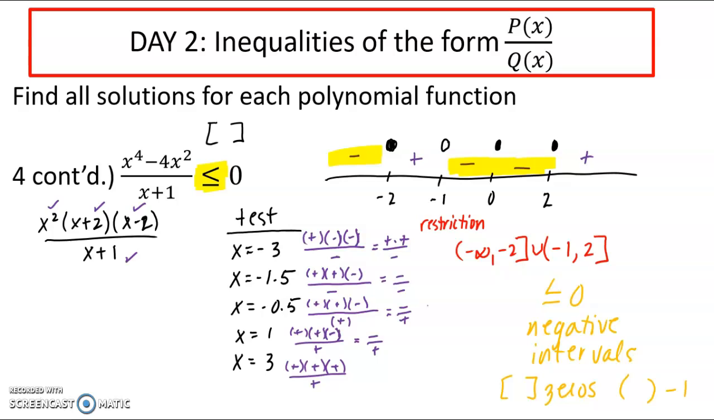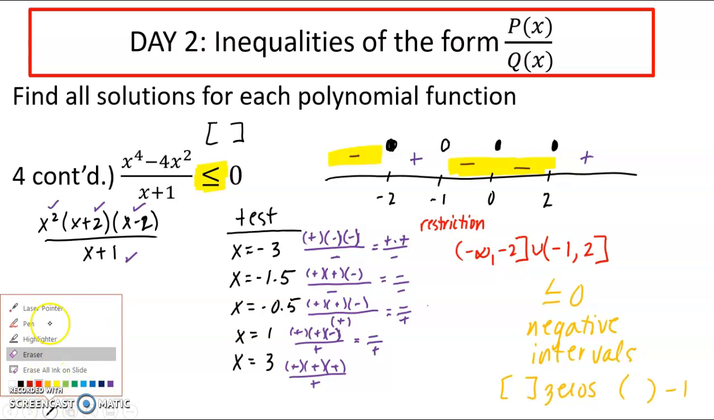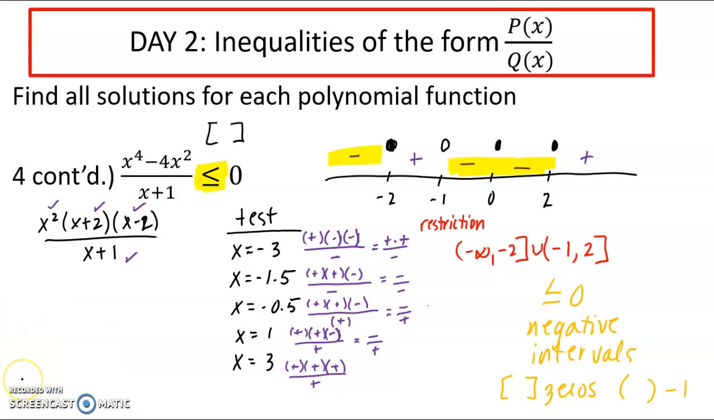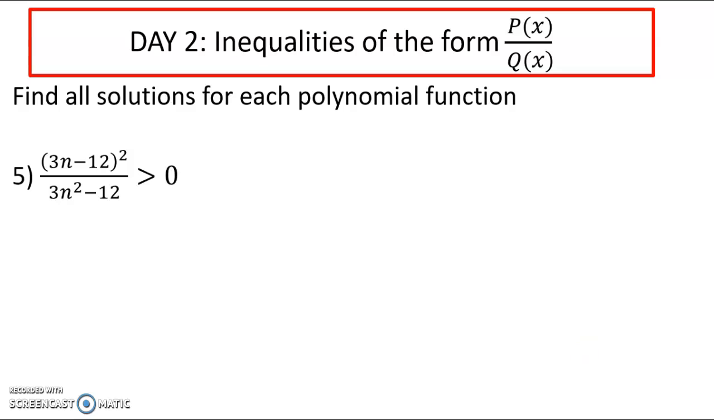And if you check that out, if I plug 0 into my original, I'm getting 0 in the numerator, I always do that, divided by 1, so that'll give me 0 as an answer. And I'm allowed to equal 0 because of my original inequality. So that is my final answer. All right, let me move on to another example.